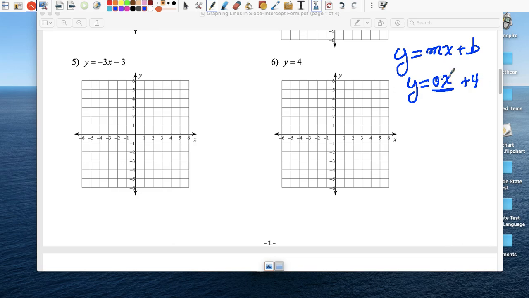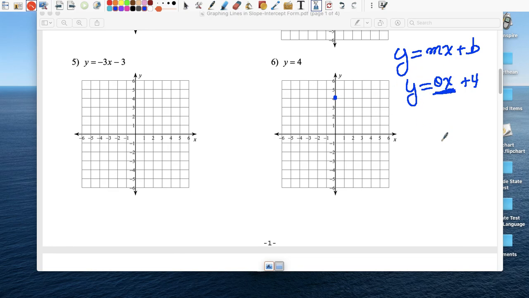Right? Because 0 times x is just 0, and therefore we don't need to write it. So the only thing that's given to us is that the y-intercept is 4. So we have a line that doesn't have a slope, so I'll write it again. But I know the y-intercept is 4. So there's a line that crosses the y-axis at 4, but its slope is 0.